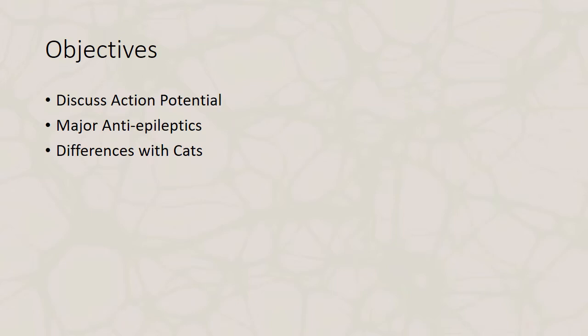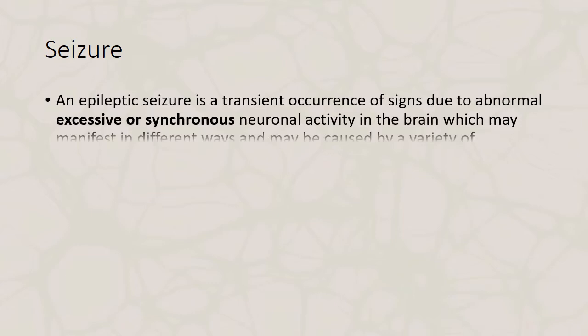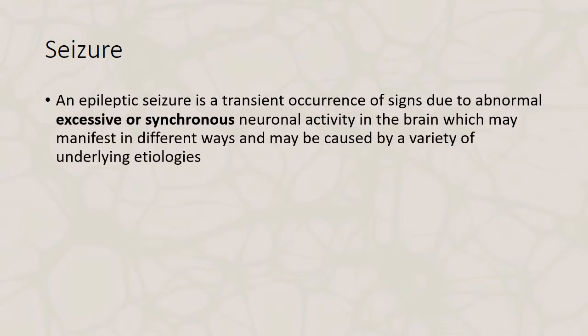So to get started, again, these are the objectives, and most of this information is going to come from the International Veterinary Epileptic Task Force papers. Again, these are in my shared folder and also available through PubMed. As far as the definition of a seizure, again, it's excessive synchronous activity of the neurons themselves.